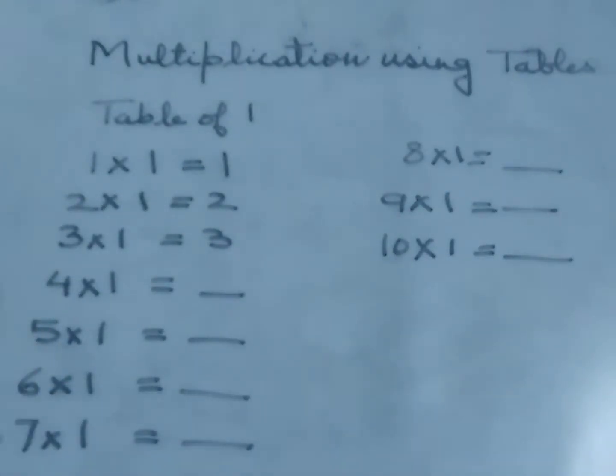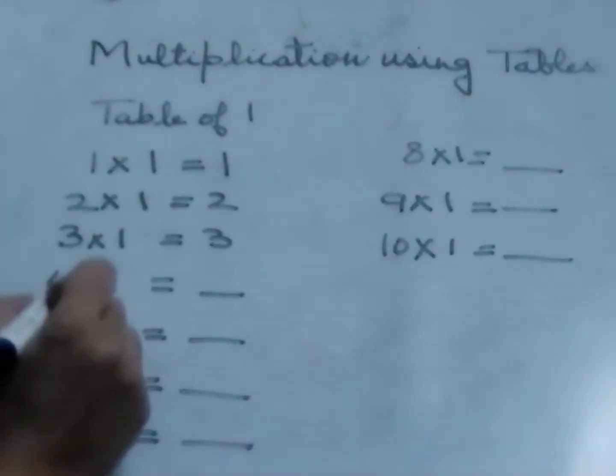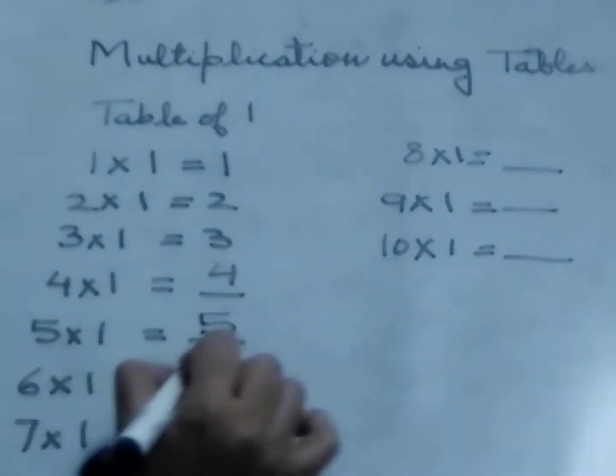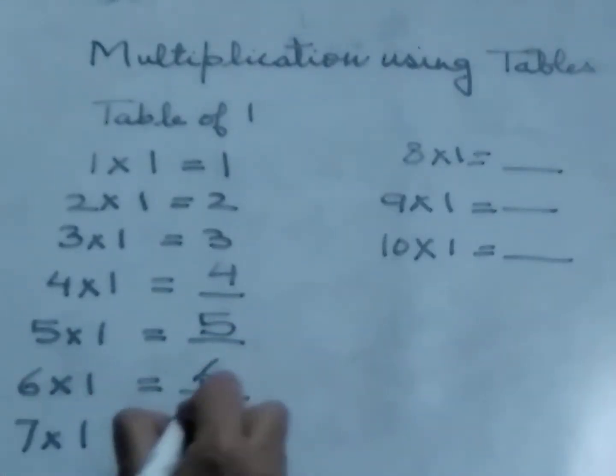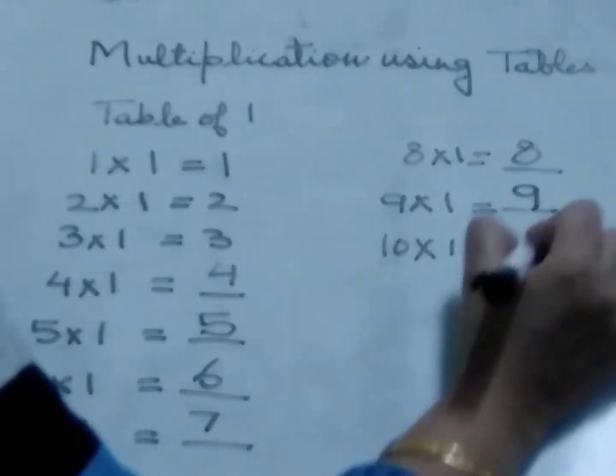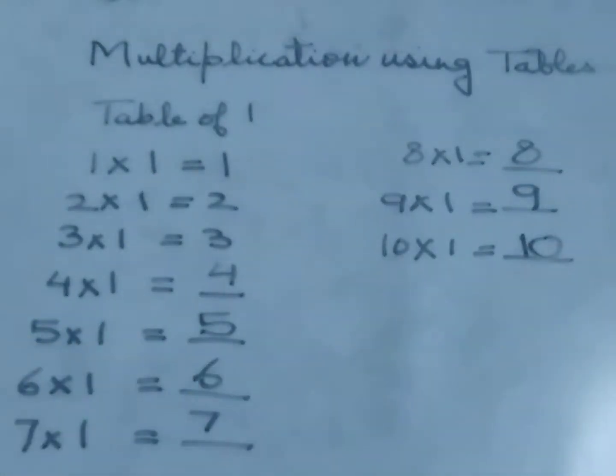Now simple, the table of 1 is the number which is multiplied by 1 is that number itself. Means 4 multiplied by 1 is equal to 4. 5 ones are 5. 6 ones are 6. 7 ones are 7. 8 ones are 8. 9 ones are 9. 10 ones are 10.